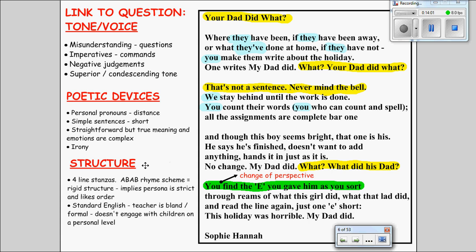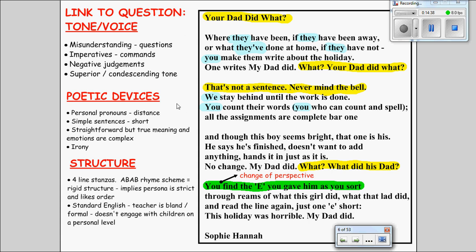We can look at the structure of the poem as well, and we can see that there's 4 stanzas, each got 4 lines, so it's a very ordered structure. The rhyme scheme, away, holiday, not what, we can see it's A, B, so you can see that all the way through the poem. And again, that rigid structure perhaps implies that the persona is very strict, they like order, they're very organised, and perhaps we can see that that might be why they don't have any sympathy for somebody who can't spell, or they're not willing to understand and feel empathy with the student.